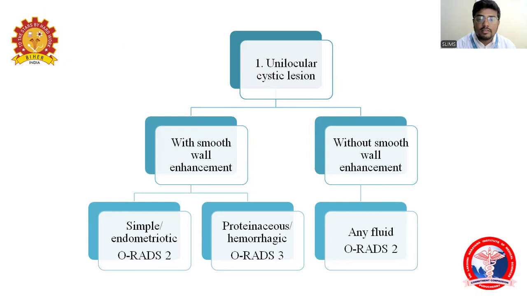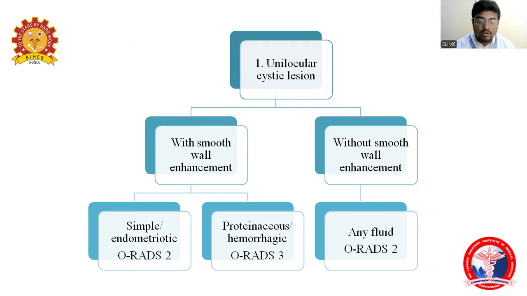In the first category of lesion, first of all, we should see whether it is a unilateral lesion or multilateral lesion. In case of unilateral lesion, the next thing to be seen is whether it is showing smooth wall enhancement or without smooth wall enhancement. If it shows smooth wall enhancement, then we should see the fluid characters, whether it is a simple fluid, which appears T1 hypointense and T2 hyperintense, or it is endometriotic, in which case it appears T1 hyperintense and T2 can be either intermediate or hypointense. O-RADS score of 2 will be given.